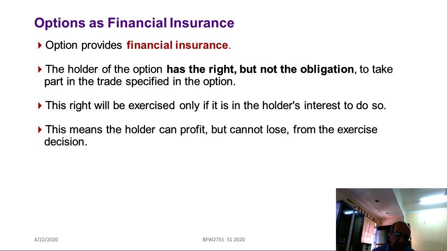Well, I told you at the beginning, options are similar to financial insurance. Options provide financial insurance. The holder of an option has the right but not an obligation to take part in the trade specified in the option. The right will be exercised only if it is in the holder's interest to do so. That is, if his option is in the money region, then he will exercise. If it's out of the money region, then he just leaves it to expire. This means the holder can profit but cannot lose from the exercise decision. It's one-sided, right?